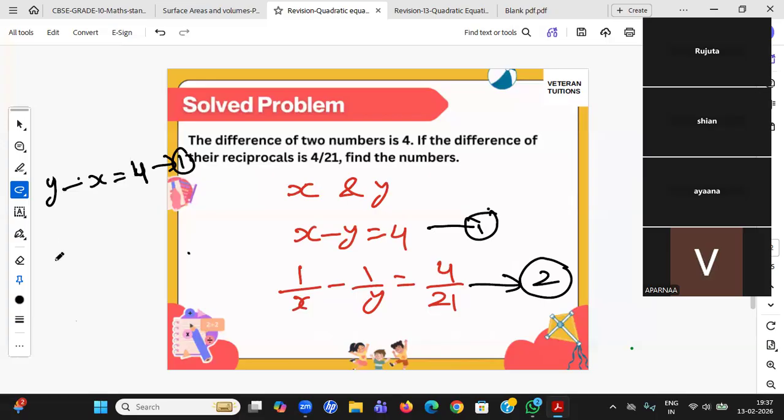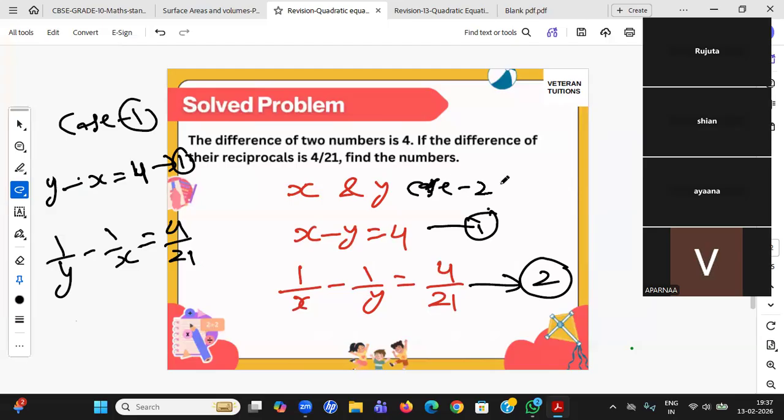So 1 by y minus 1 by x equal to 4 by 21. It can be anything, sir. So we'll have two cases, right? This is case 1, this is case 2. That is what you want to say, right? Yeah, sir. Or we should let one number be bigger than the other. Okay, so in this we let one number be bigger. In this case you have taken y greater than x. In this case you have taken x greater than y. Right? Yes. Both are wrong. Yeah, Narendran, hold on. I'll give you the chance.